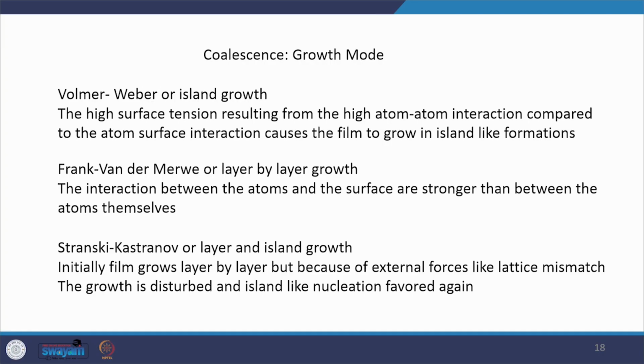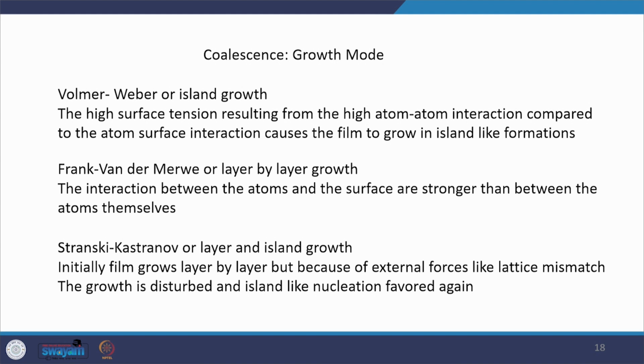There can be another type of thin film where the interaction between atoms and the surface is much stronger compared to the atoms themselves. In that case there will be layer by layer growth, which is similar to MBE, that is molecular beam epitaxy. Sometimes it is also called laser beam epitaxy, where with the help of laser pulse one can grow layer by layer epitaxial thin films. These films are very good quality smooth thin films. These are also called Frank-van der Merwe or layer by layer growth. So, initially we can have the island growth or layer by layer growth.